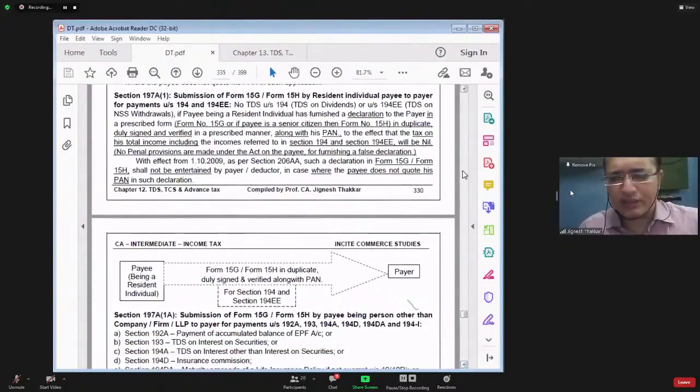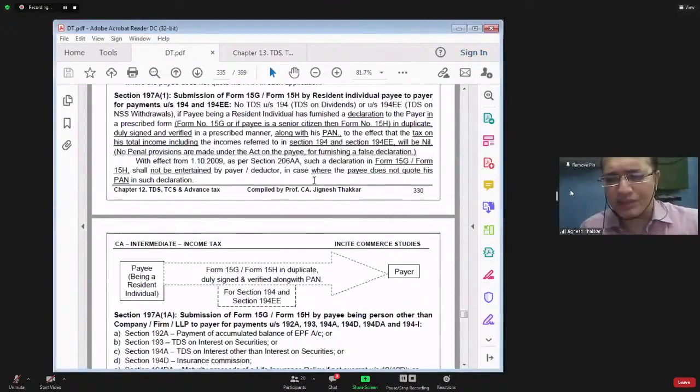Section 197 is over. Now we move on to section 197A. Government has come out with a facility of no TDS certificate, low TDS certificate. That is okay.